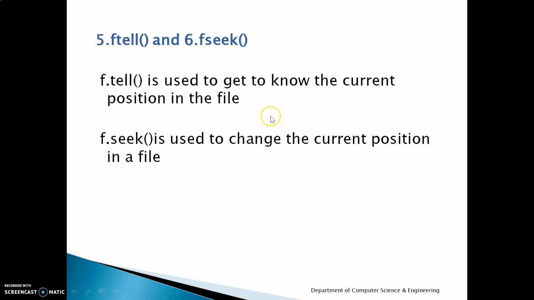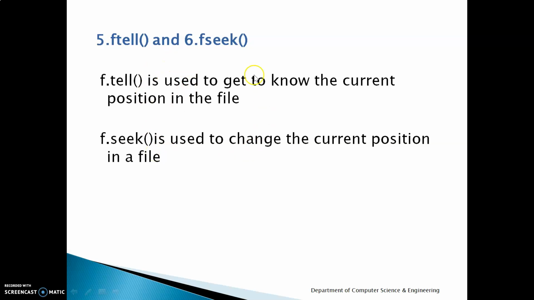The last thing that remains is the file tell and file seek methods in the case of files. Whenever you want to know the current position of the cursor in the file, that is, where you have stopped reading, that is what is given by f.tell. When you want to change the current position of the cursor in a file, you use f.seek.